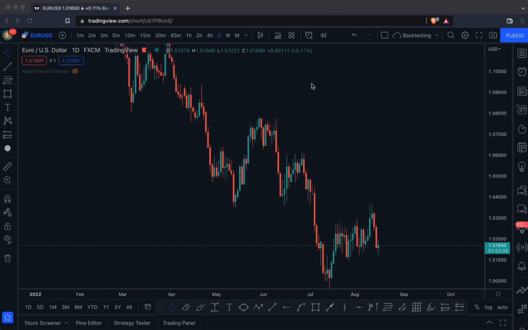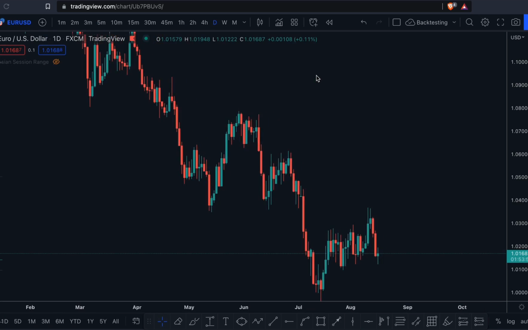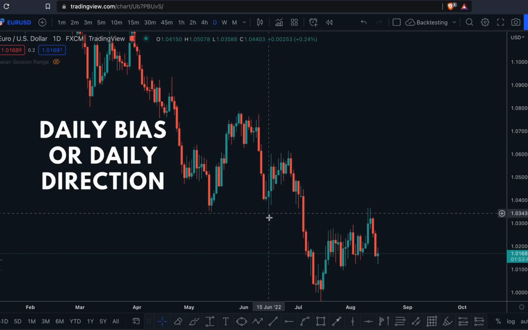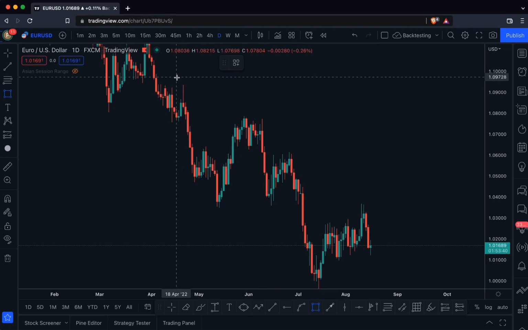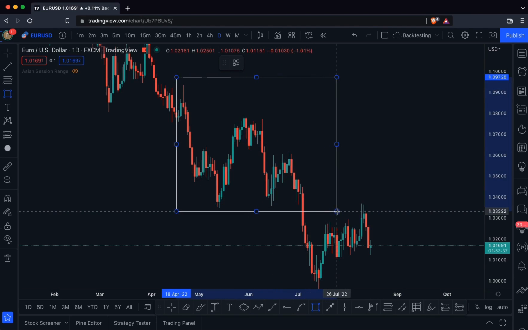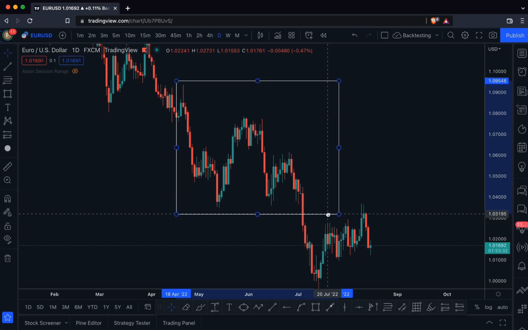Okay, so now I have the daily time frame up. Let's go over it and let's see why it's the most important time frame. The reason why the daily time frame is the most important is because it gives us an intraday view or a daily bias or daily direction of where price wants to go when we want to take a trade. So let's just focus on this area over here for now, and I want to go over why the daily time frame is so important and how it's going to help us understand where price wants to go.